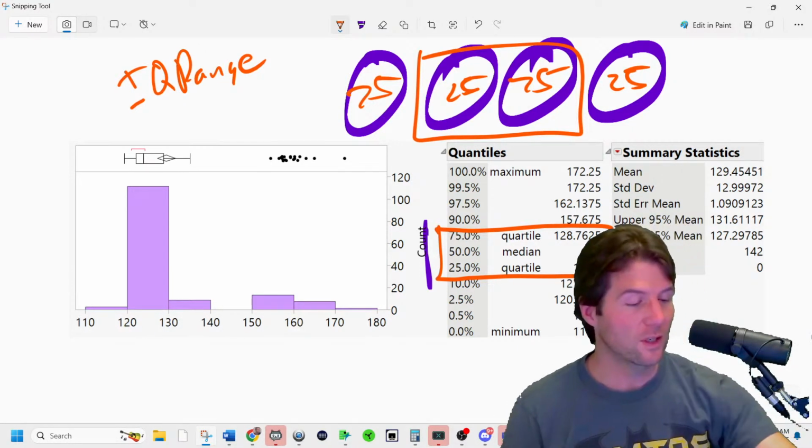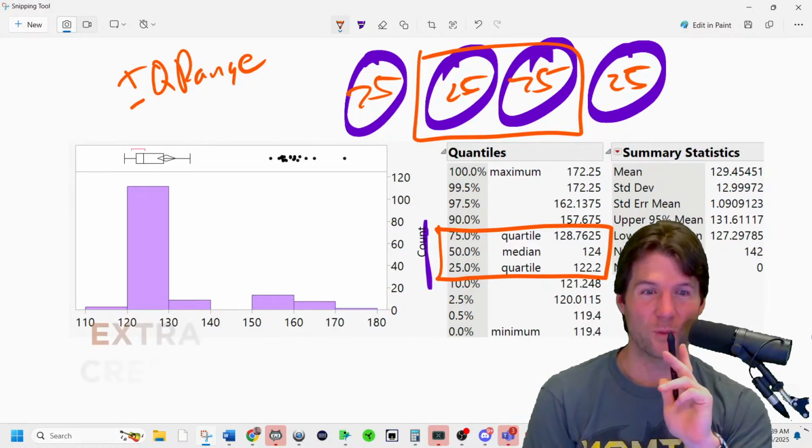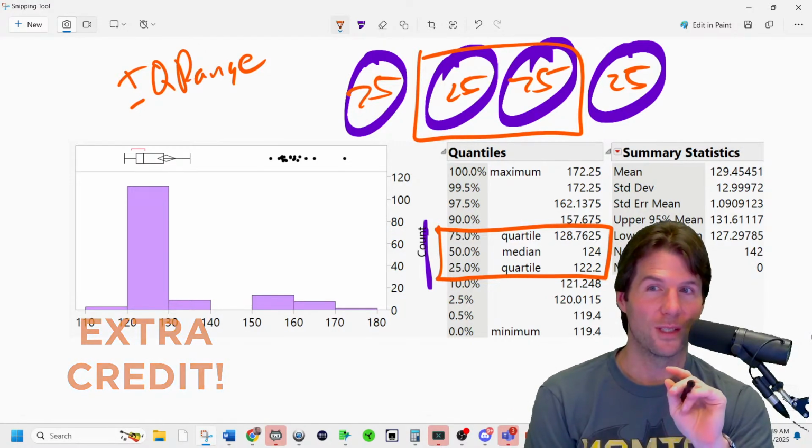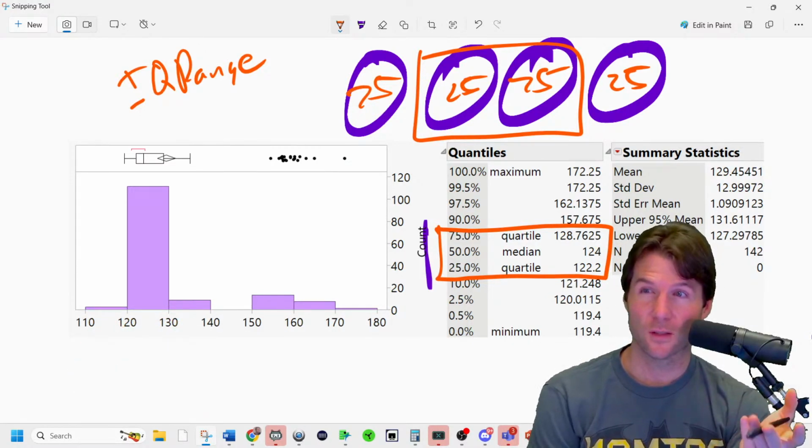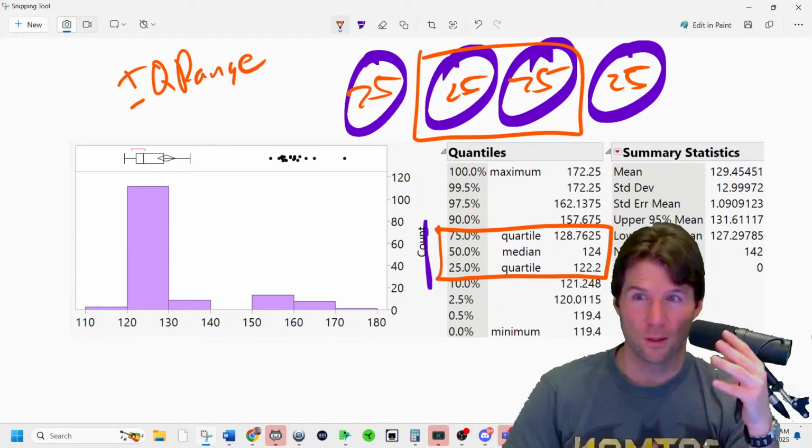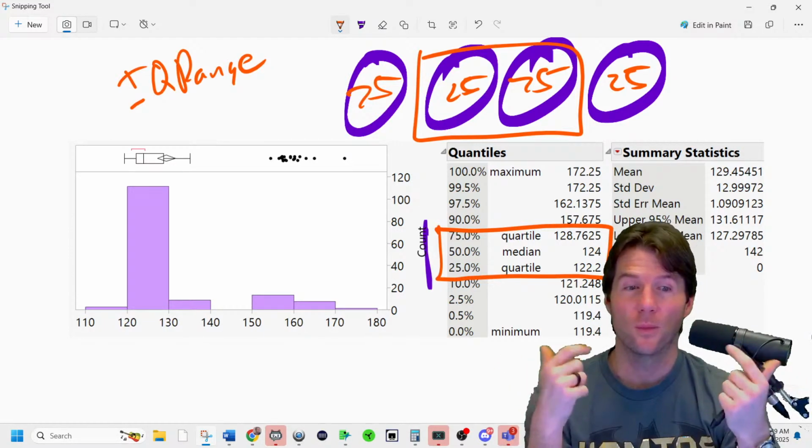Not 75. Darius, good guess. Remember, it's the interquarters, which means it's two of them. So it's 50% of the data because it's the inter ones, the middle two quarters, not the outer, but the inter.